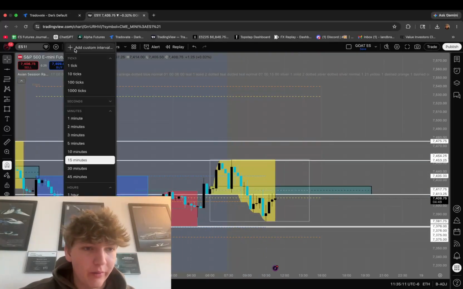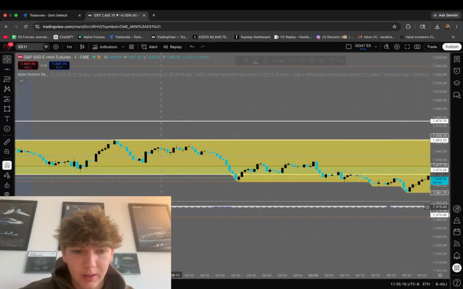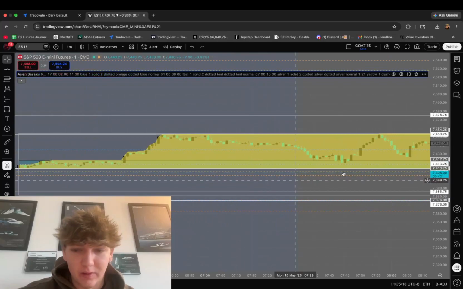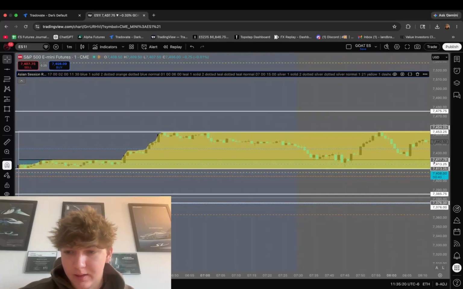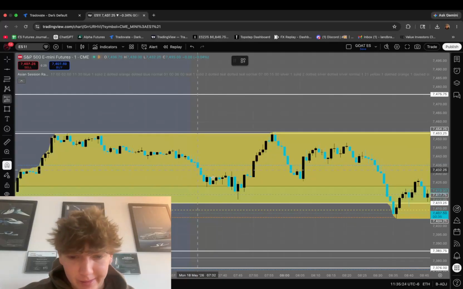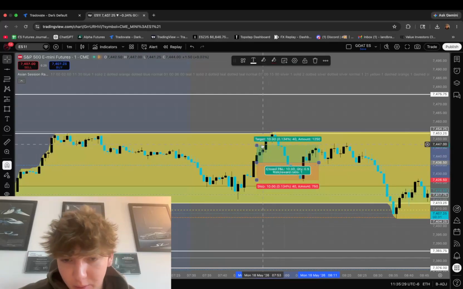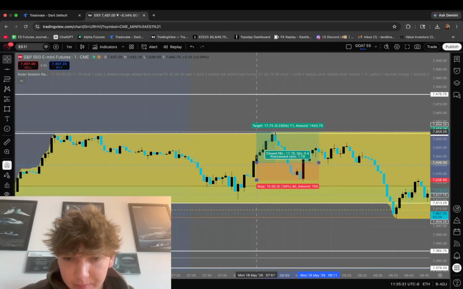Also with Tradovate, you can't mark out your long position or short position. It kind of sucks. It's not the greatest thing to use, but we can go over here and mark it out. So we're basically right around there. Yeah, so 15 points.